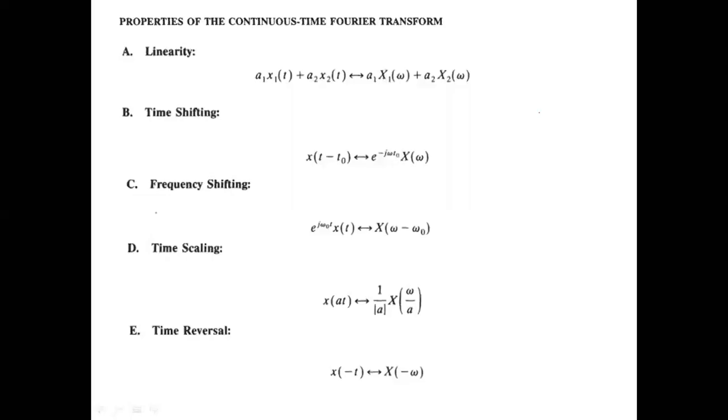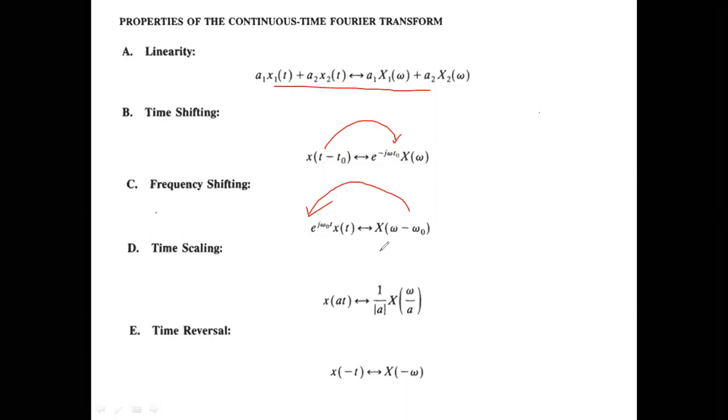Today we'll discuss some of the properties of the continuous time Fourier transform. So what are those? The Fourier transform is linear. A shift in the time domain results in multiplication by an exponential in the frequency domain. A shift in the frequency domain results in multiplication by an exponential in the time domain.